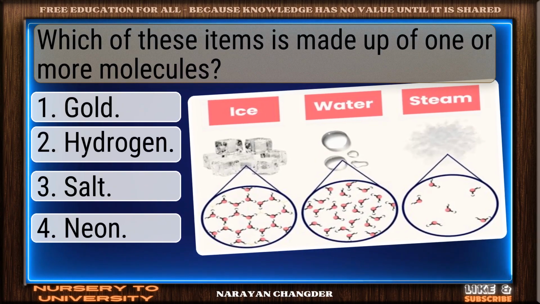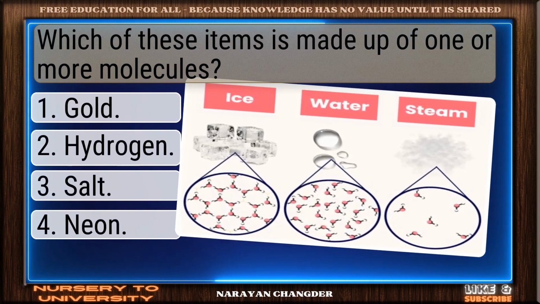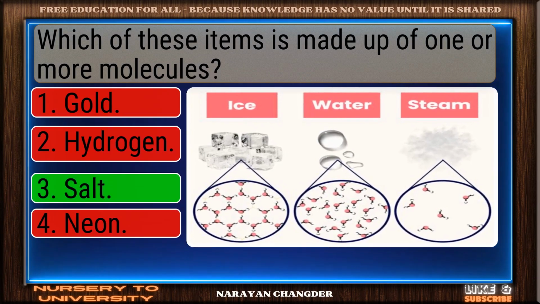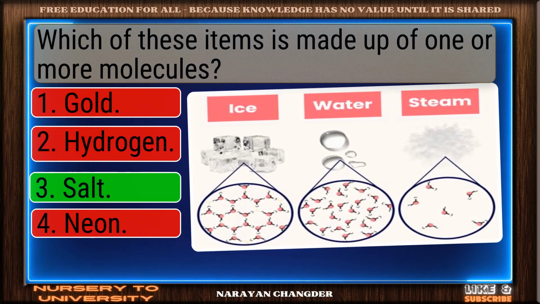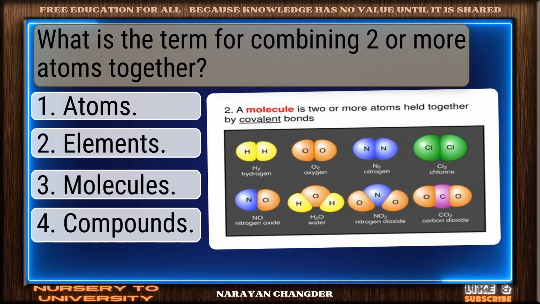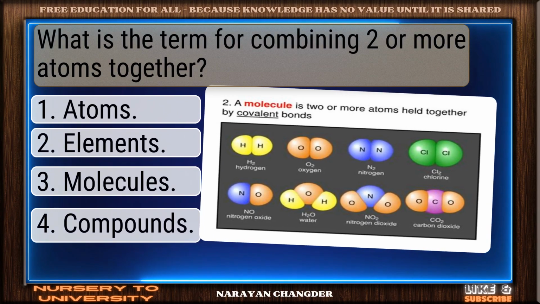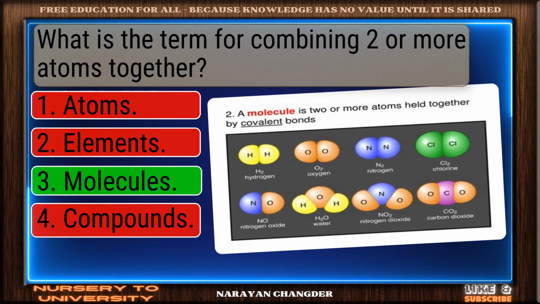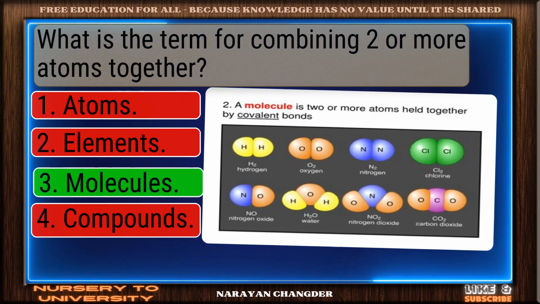Question number 108. Which of these items is made up of one or more molecules? Excellent choice. Salt is the right answer. Question number 109. What is the term for combining two or more atoms together? Bravo. Molecules is the answer.